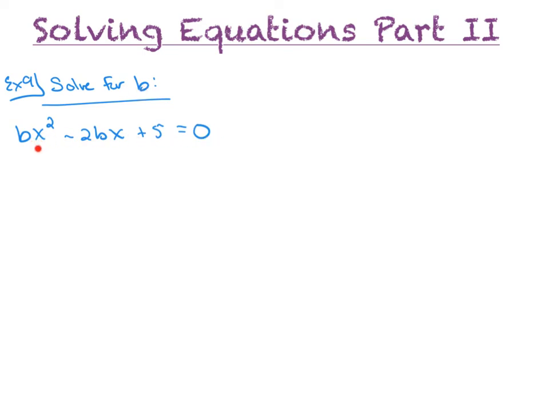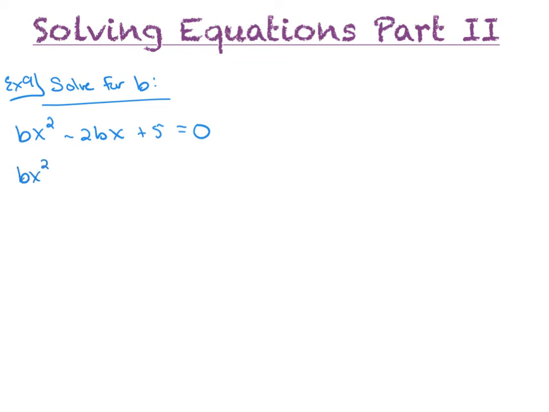This example is meant to make you really think. If we were solving for x, having an x squared, a 2bx, and a plus 5, we would do the quadratic formula. Since we're solving for b, the b is not being squared, I'm going to do the same thing I did on the previous example.